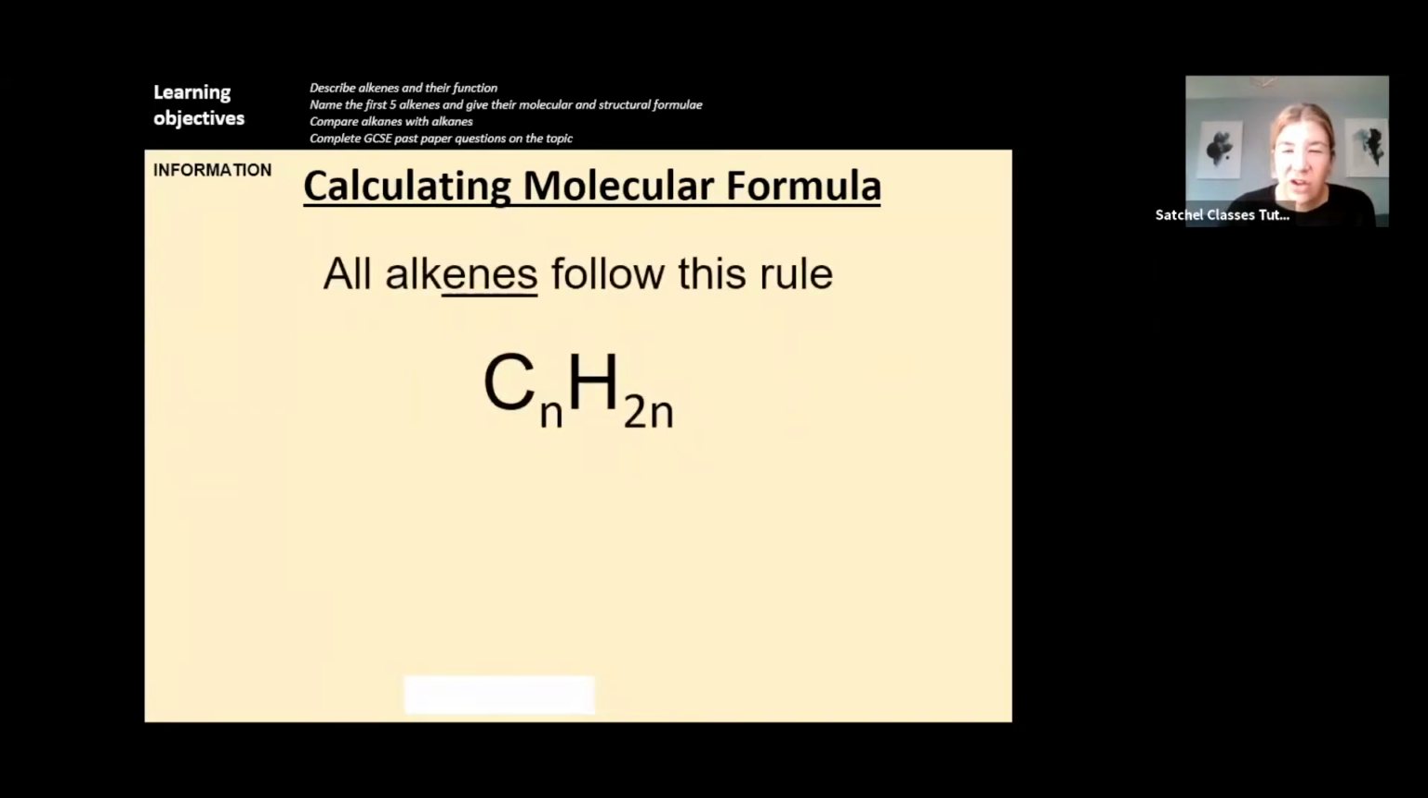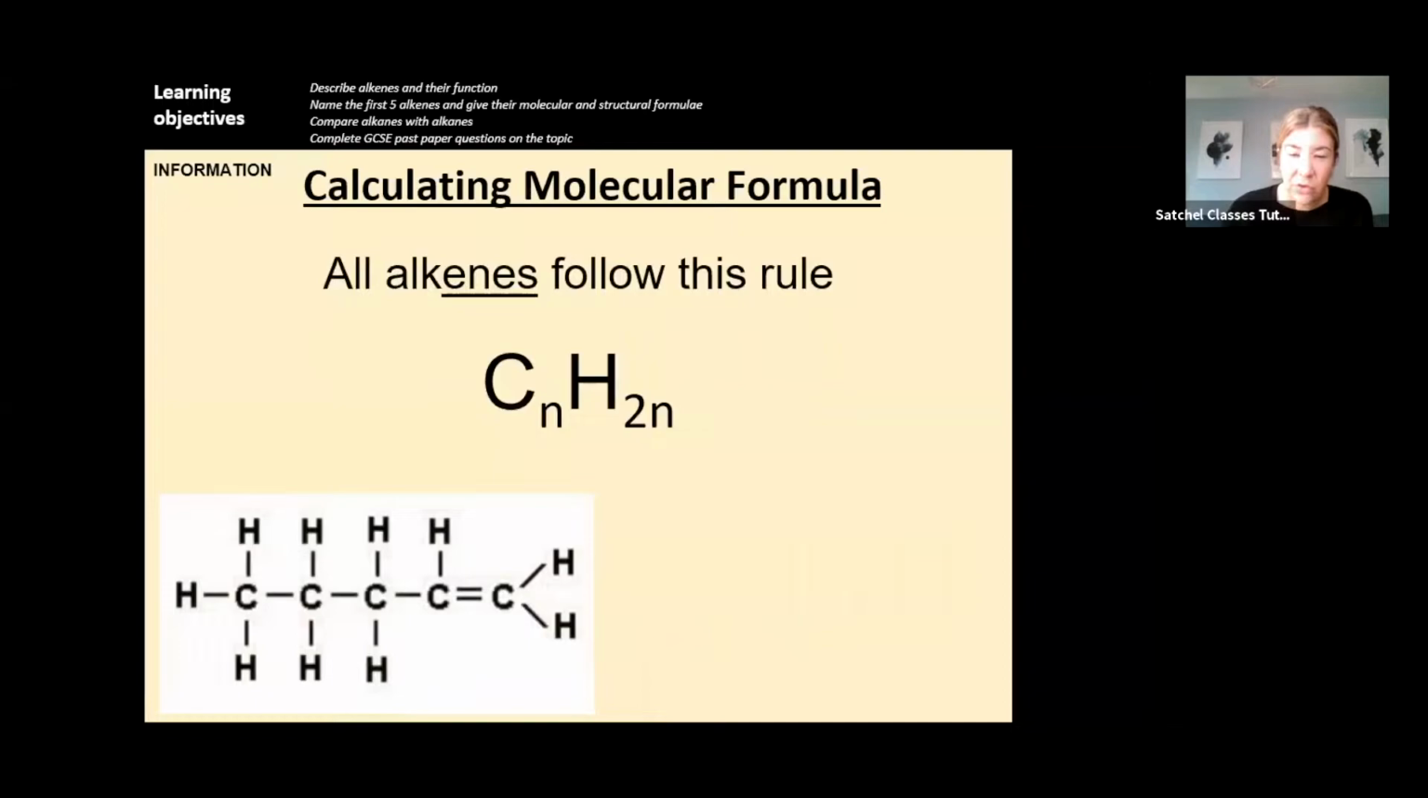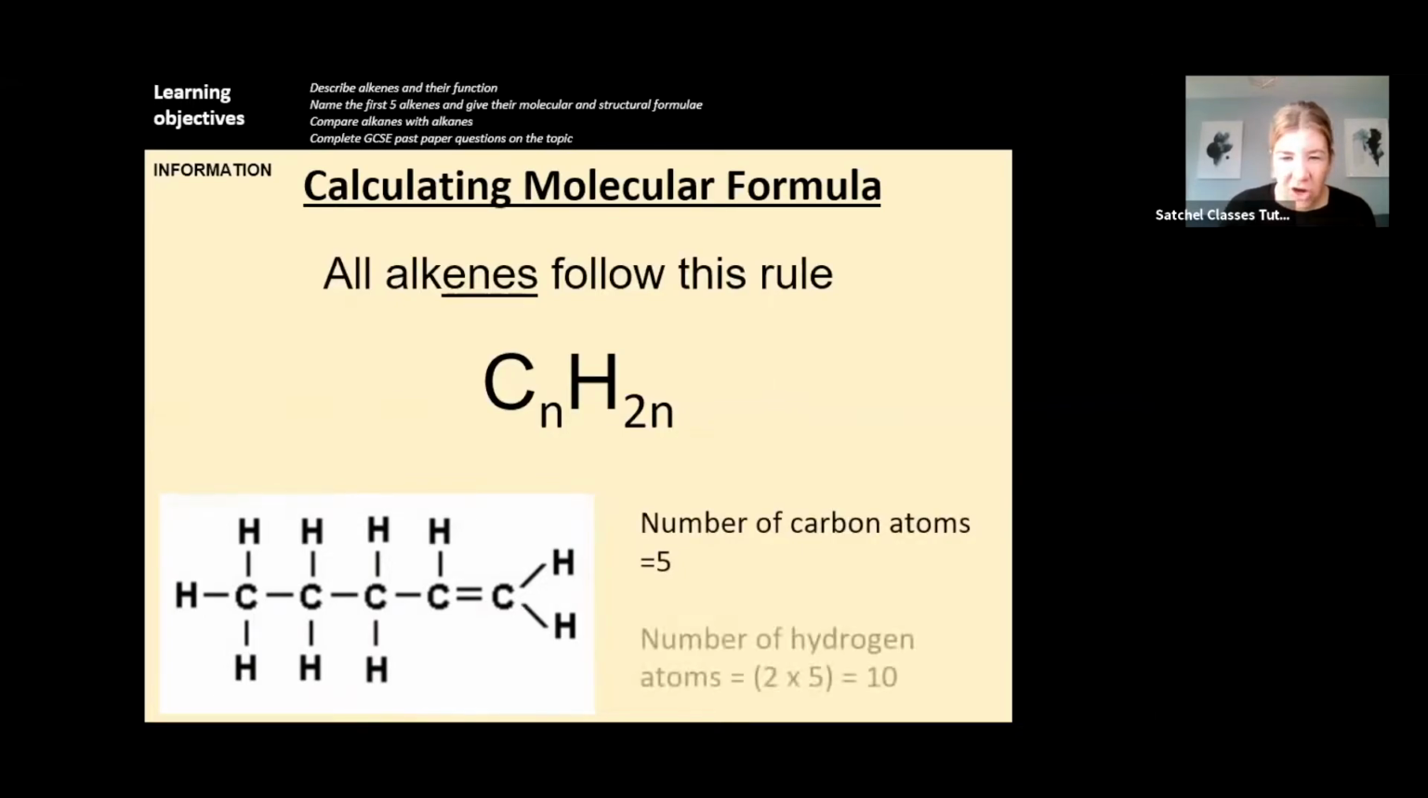So again, we've got the general formula on the screen. Let's give ourselves the molecular formula for this alkene. Let's see if we can work it out. If you want to have a go now, make sure you pause the video and see if you can give me the molecular formula of this alkene at the bottom left. Okay, so it's got 5 carbon atoms, which means it must have 10 hydrogen atoms because it's the general formula.